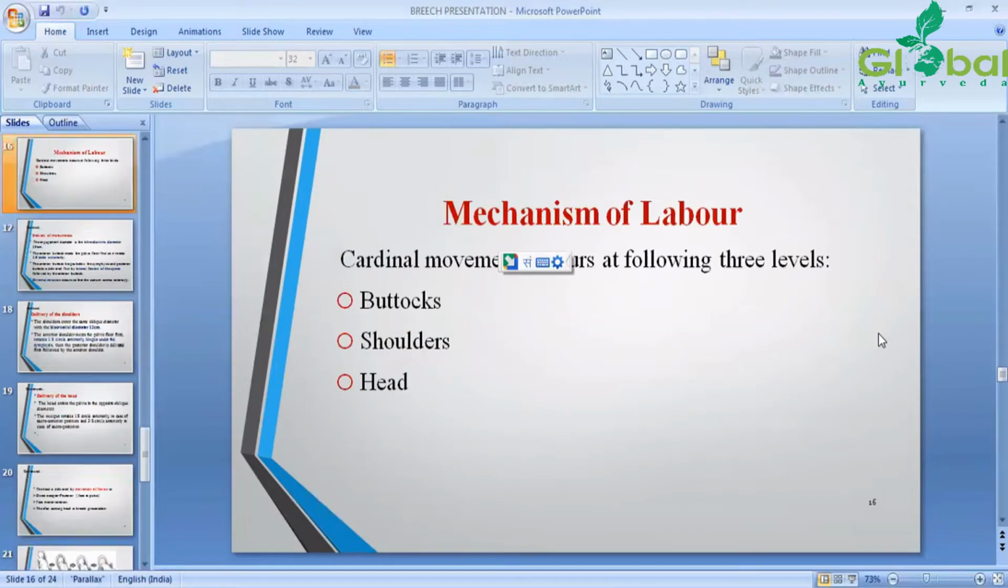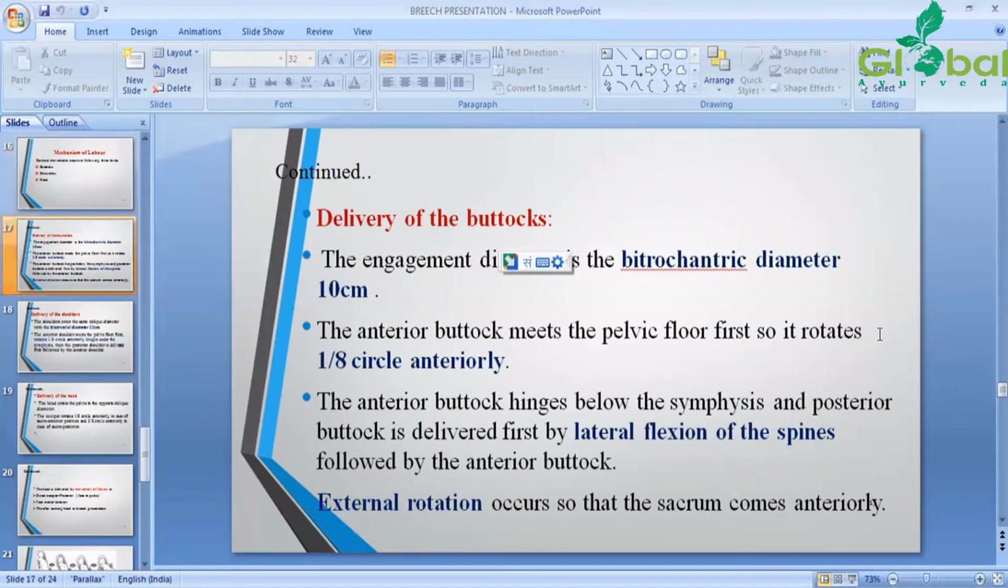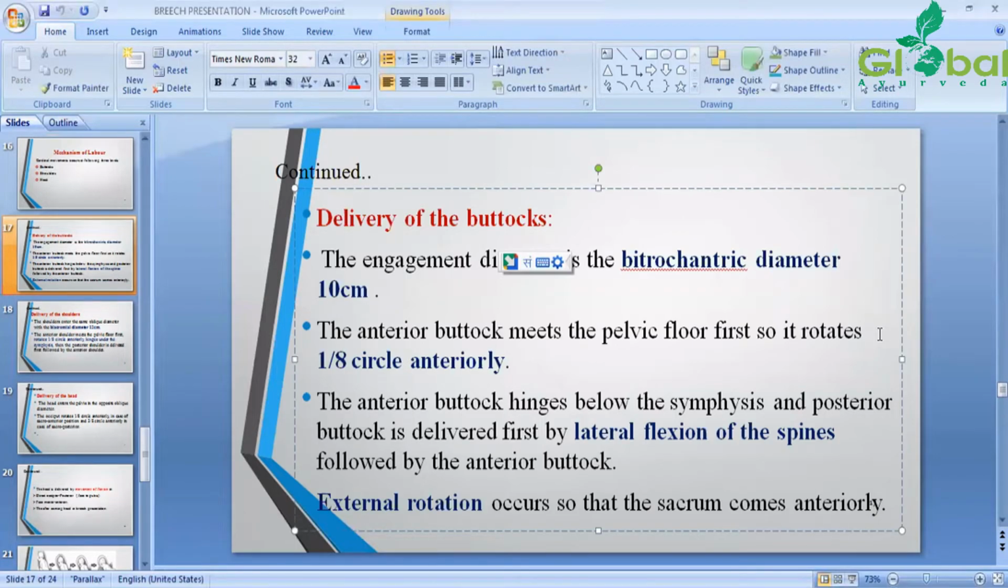Then the mechanism of labor. In the mechanism of labor of breech presentation, the main cardinal movements occur at three levels, that is at the buttocks, then shoulder and head. First of all, delivery of the buttocks. In the case of the buttocks, the engaging diameter will be the bitrochanteric diameter, which is 10 centimeters. First of all, the anterior buttocks meets the pelvic floor, then it rotates 1/8 of a circle. Then the anterior buttocks will hinge below the symphysis pubis, and the posterior buttocks is delivered first by the lateral flexion of the spine, then the anterior buttocks. Then external rotation occurs so that the sacrum comes anteriorly.